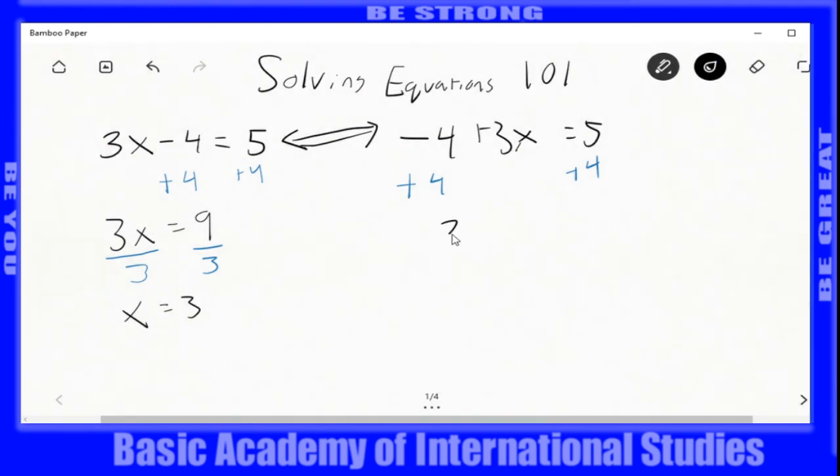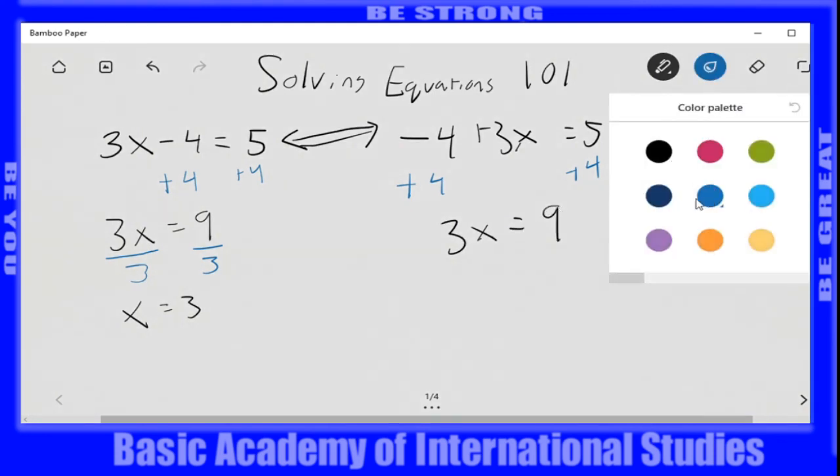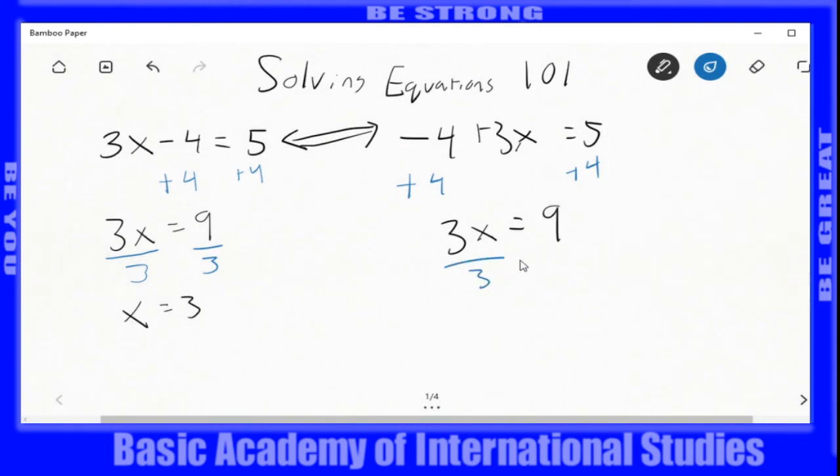But once you do this first step, guess what? Everything is exactly the same. You just divide both sides by 3 and you end up with your final answer of x equals 3.